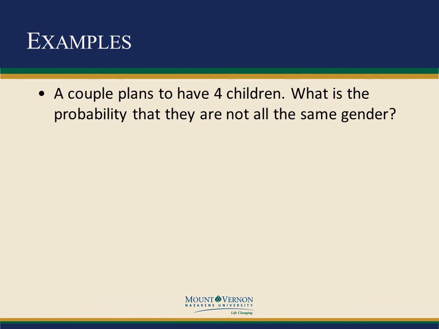First off, the number of trials is the number of children that this couple is going to have. So n is equal to 4. The probability of success, well, you can define success however you want, whether it be having a boy or a girl. It doesn't matter. The probability of each of those genders is 0.5 or 1/2. There's a 1/2 chance for each child to be a boy and a 1/2 chance for that child to be a girl. Finally, to figure out the number or numbers that we're interested in, take a look at the question. It says, what is the probability that they are not all the same gender?